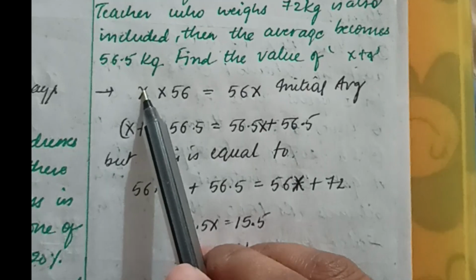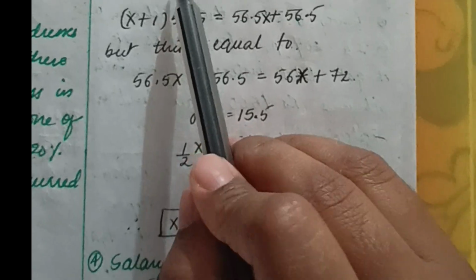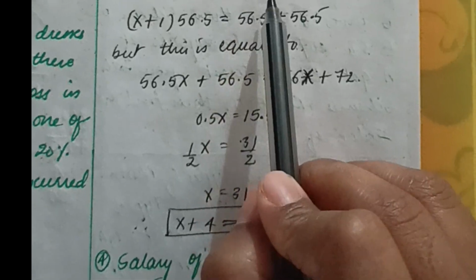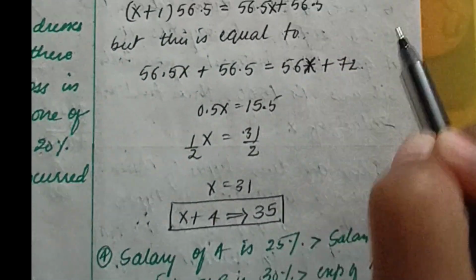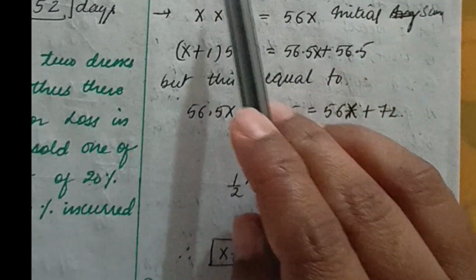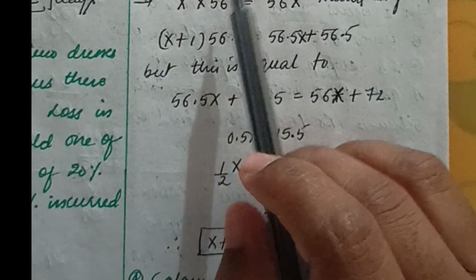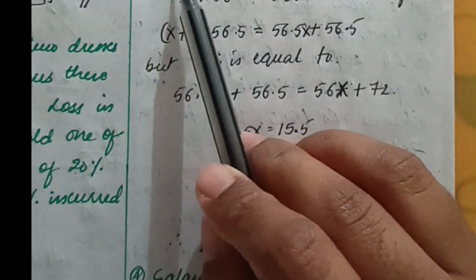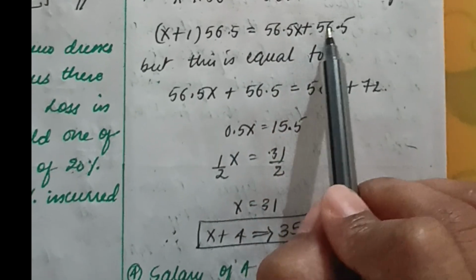So here, if we multiply the number of students with the average, we will get the weight. So that is 56x. This is the initial sum, not the average. If we add one more person, that is, the teacher is also added now, then x plus 1 into now 56.5, this is the average. If we multiply this, we will get 56.5x plus 56.5.